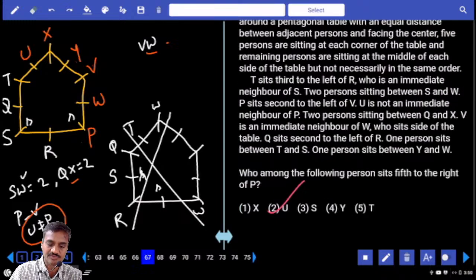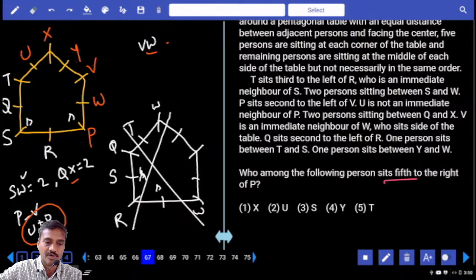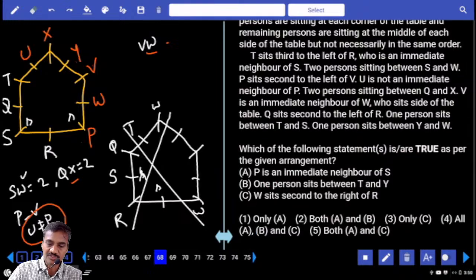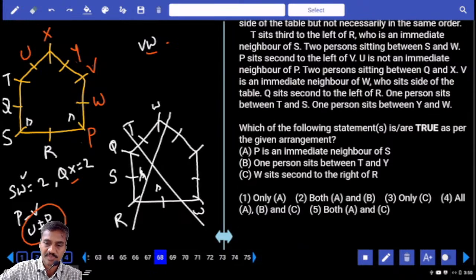Now third to the right, that is the choice for question number 66. Then 67, who among the following persons sits fifth to the right of P? Now fifth to the right of P, that is U. U is the choice to question number 67. Then 68, which of the following statements is true? P is an immediate neighbor of S, that is false. One person between T and Y, that is again false. W sits second to the right of R, that is definitely true, choice 3. Only C, that is choice 3, question number 68.